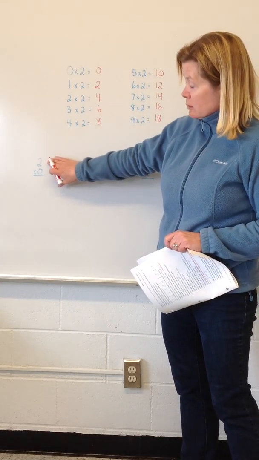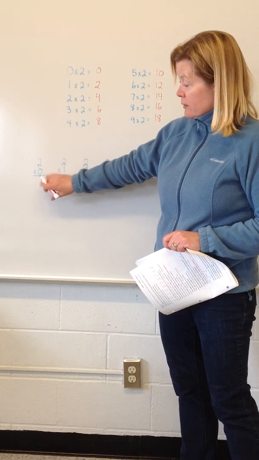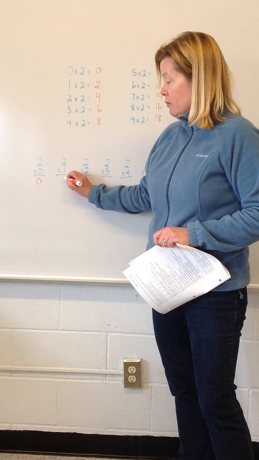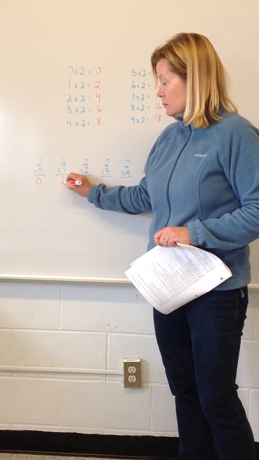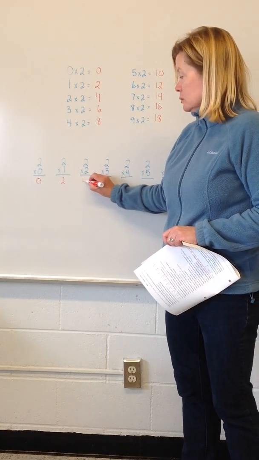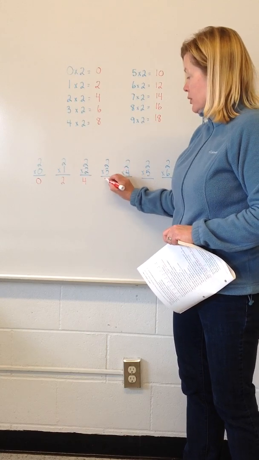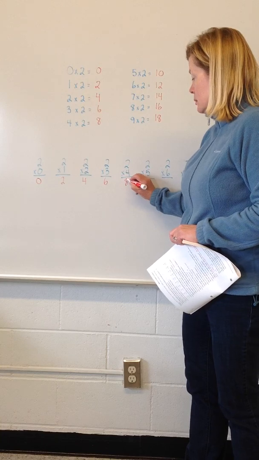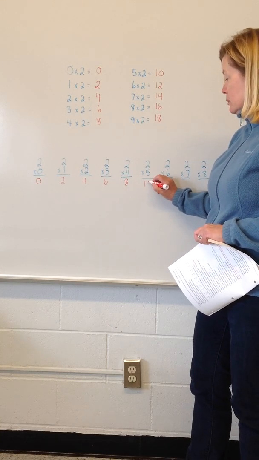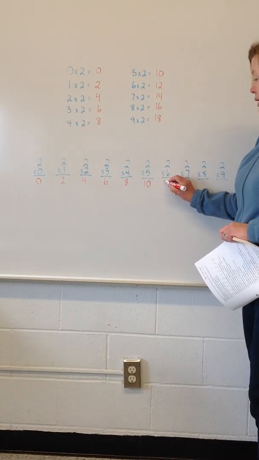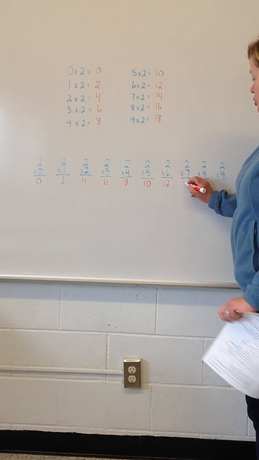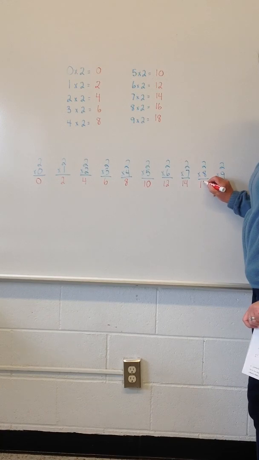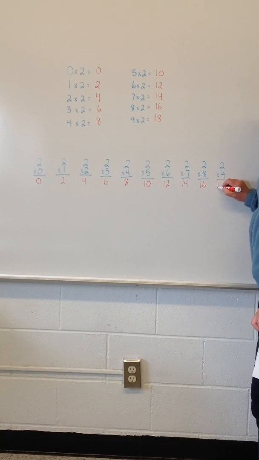Let's do it together. 2 groups of 0 is how much? 2 groups of 1. 2 groups of 2. 2 groups of 3. 2 groups of 4. 2 groups of 5. 2 groups of 6. 2 groups of 7. 2 groups of 8. And 2 groups of 9.